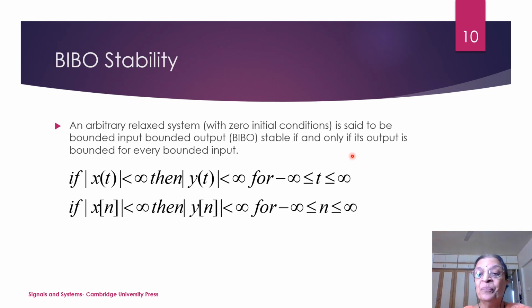Now let us define what BIBO stability is: bounded input, bounded output. That is the long form of BIBO. An arbitrary relaxed system, where relaxed means there are no initial conditions, is said to be bounded input, bounded output stable, that is BIBO stable, if and only if its output is bounded for every bounded input. So let us assume that the input is bounded; if the output is also bounded for all values of t, then we say that the system is BIBO stable. Similarly, for discrete time systems, a similar condition holds good.